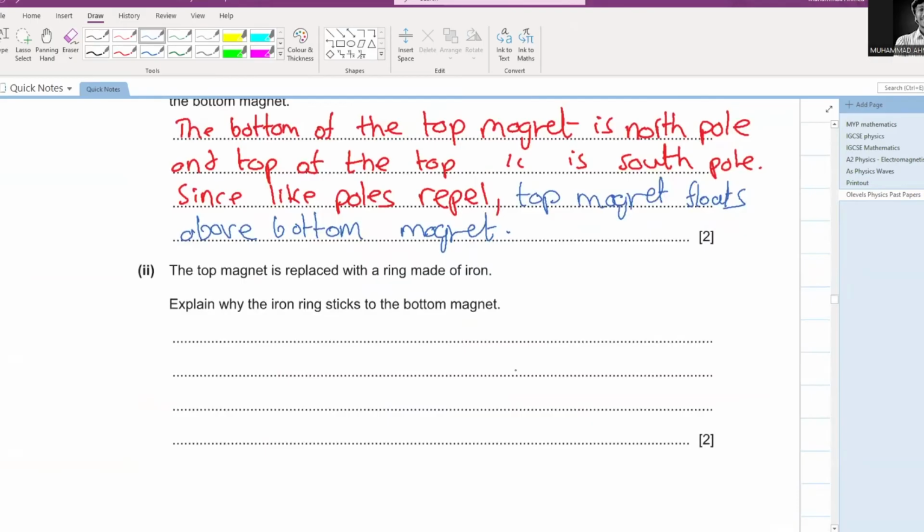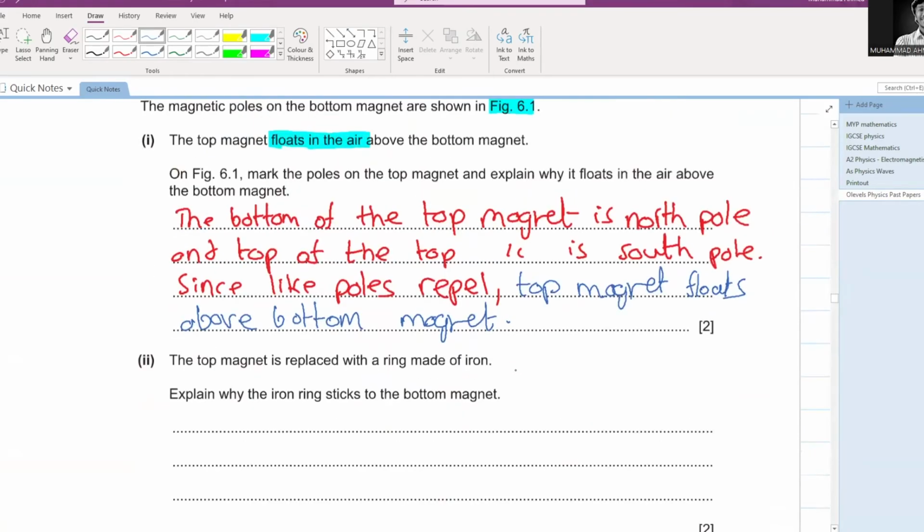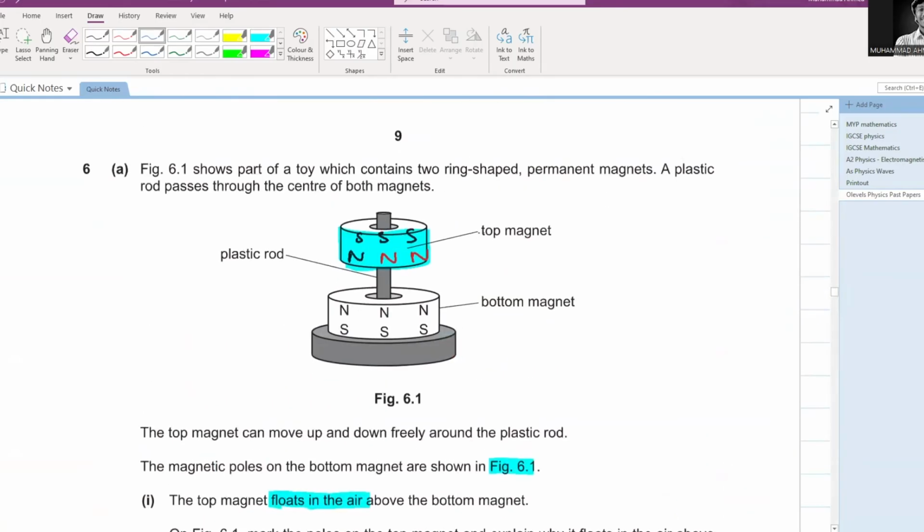The top magnet is replaced with a ring made of iron. Explain why the iron ring sticks to the bottom magnet. बेटा बहुत easy सवाल है. The top magnet is now replaced with the iron ring. Now, what do you remember about iron? Iron is a temporary magnet. Iron always attracts. So you will say, iron is a temporary magnet.